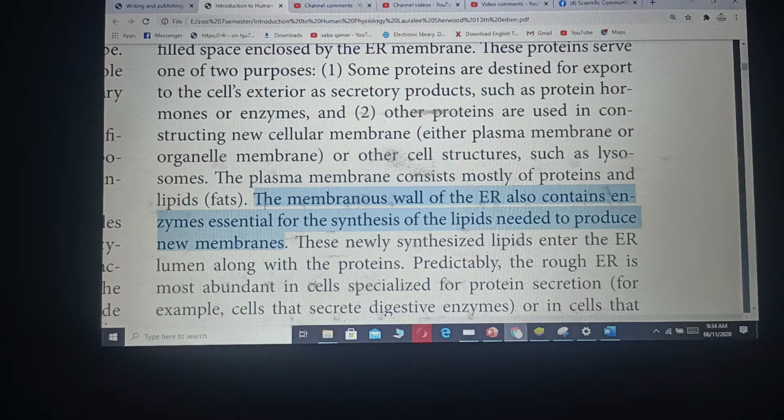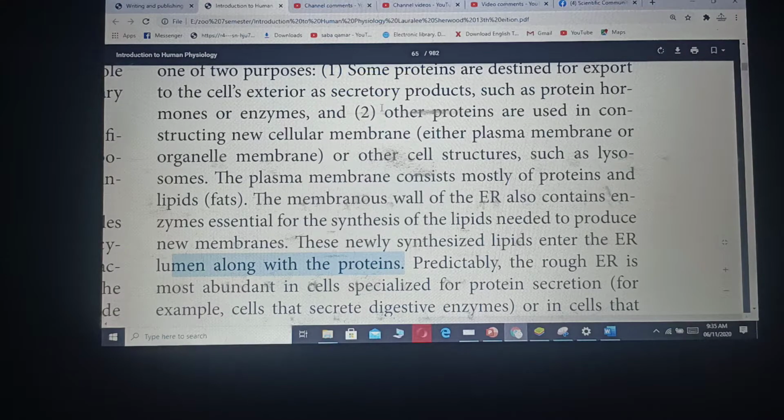These are very few in number, and they are involved in the synthesis of lipids. The newly synthesized lipids enter the endoplasmic reticulum lumen along with the proteins. So we can say that the rough endoplasmic reticulum has ribosomes attached to it, as well as certain enzymes for the synthesis of lipids.